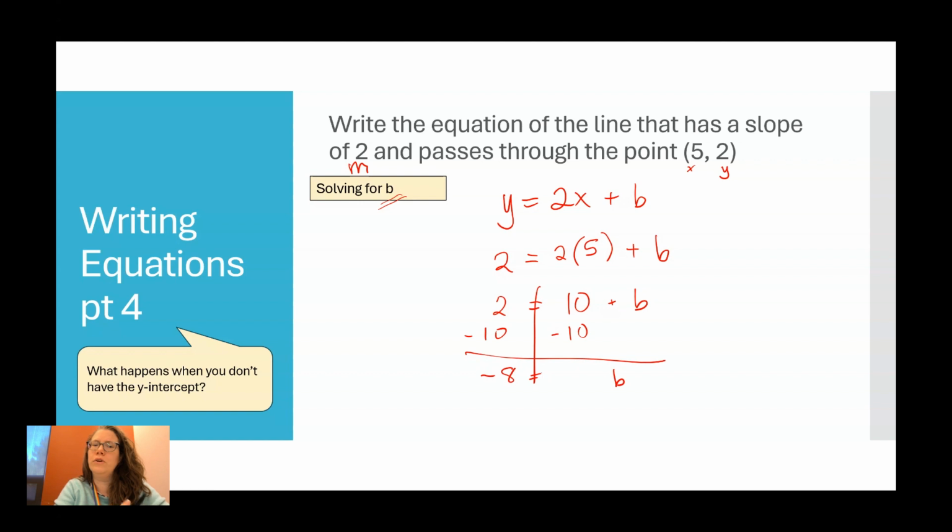And careful, the question doesn't say, what's the y-intercept? It says write the equation. So we need to go back to the top and say, okay, our equation was y equals mx plus b. I know that m is 2, and I now know that b is -8, so -8. Could you also write this as y equals 2x plus -8? Yeah, absolutely. Adding -8 is the same as subtracting 8. So whichever way you prefer is fine.